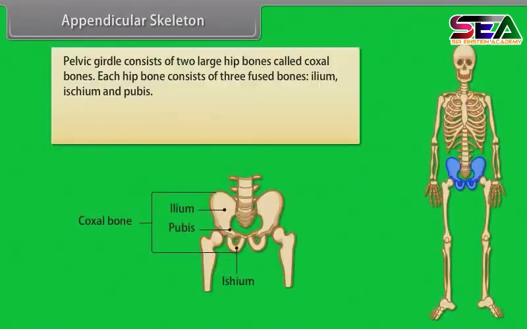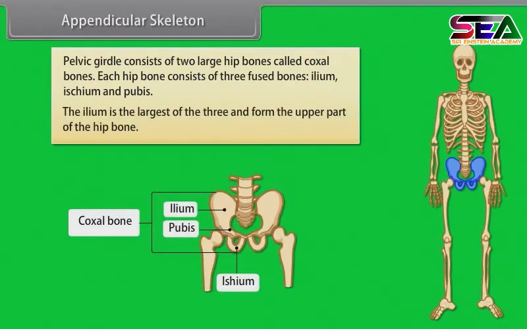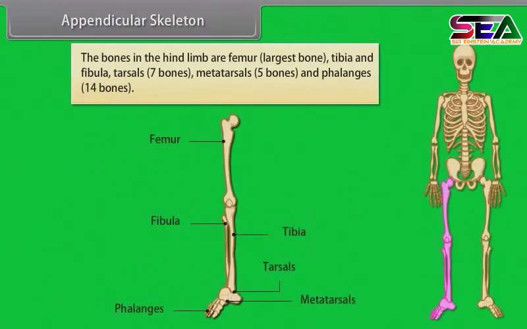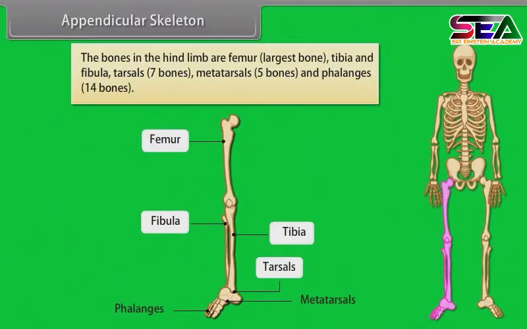The pelvic girdle consists of 2 large hip bones called coxal bones. Each hip bone consists of 3 fused bones, ilium, ischium, and pubis. The ilium is the largest of the 3 and forms the upper part of the hip bone. The bones in the hind limb are femur, the largest bone, tibia and fibula, tarsals, 7 bones, metatarsals, 5 bones, and phalanges, 14 bones.